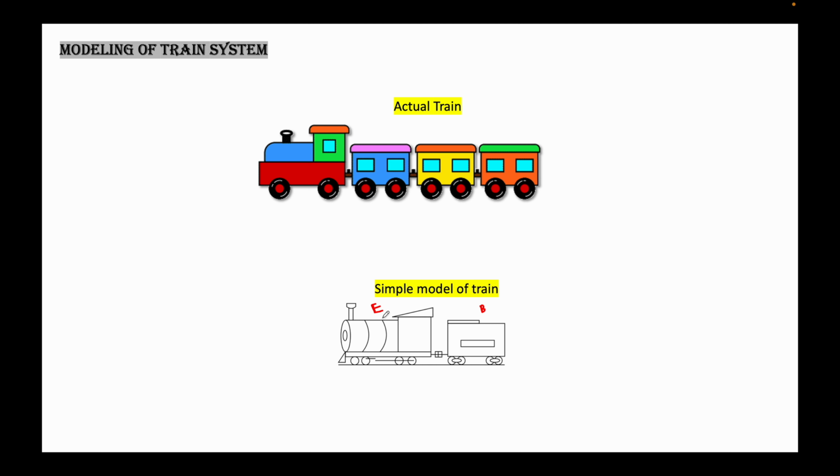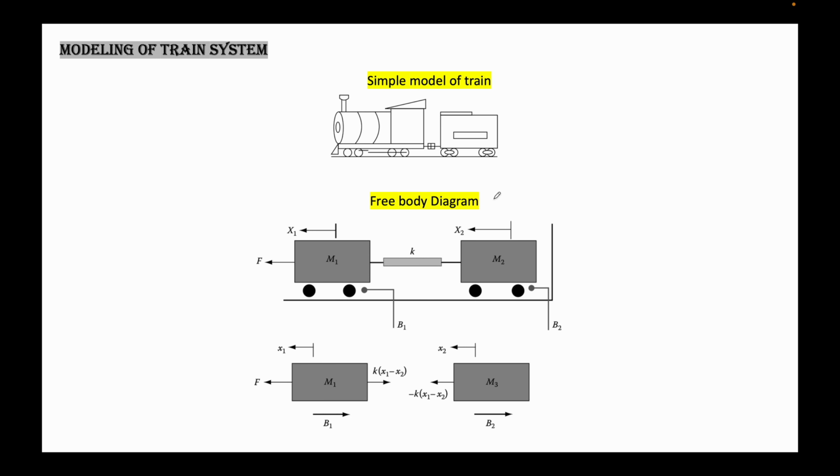So let's see that. If you see here now, the engine will have some mass, which is m1, and the bogie will have some mass which is m2. So these are the two masses present in this diagram, and we have reduced it to a block diagram so that it will be simpler to understand.